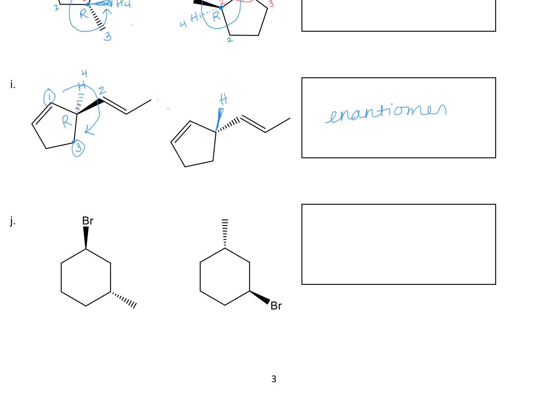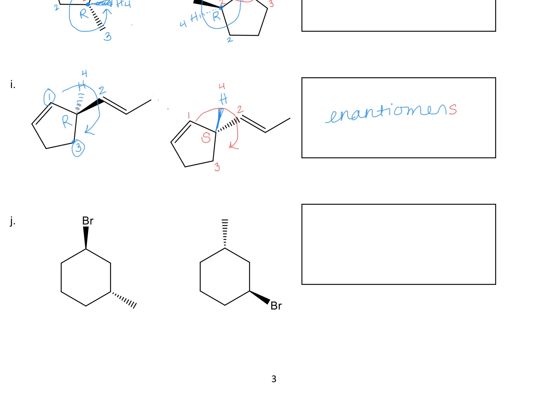And over on the other one, it goes 1, 2, 3, and then the hydrogen's in the front. So it looks R, but since the hydrogen's in the front, we have to switch it. It will be S. So since those are opposite of each other, they are enantiomers.